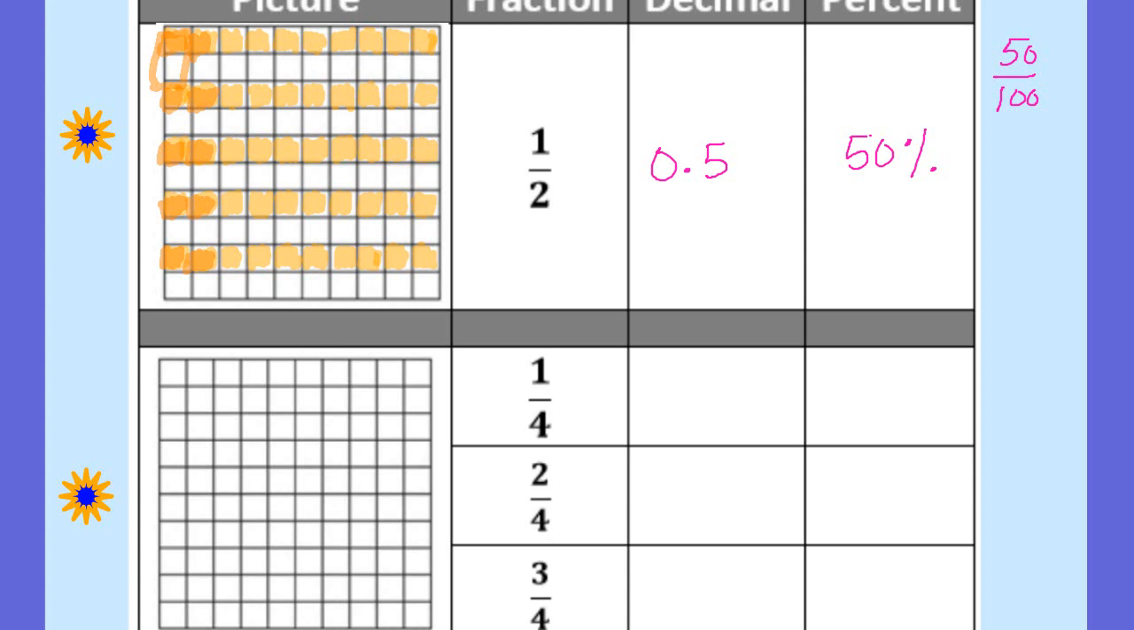If you wanted to think of it as money, you could think of it as half of a dollar. Half of a dollar bill. A whole is a dollar bill. Half of a dollar bill is how much money? 50 cents. And that's still going to be 50%.